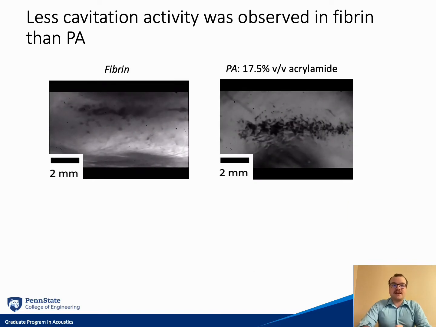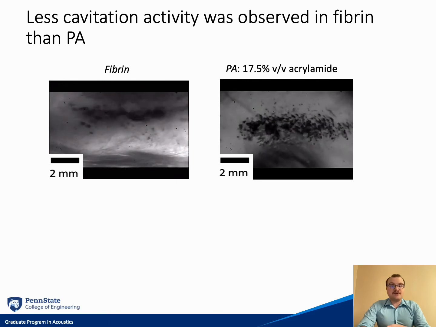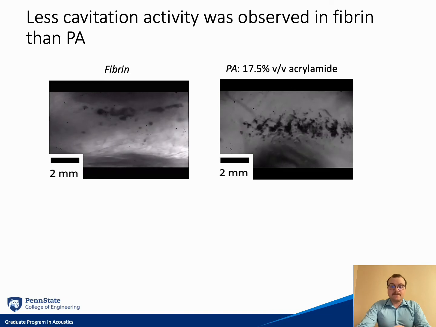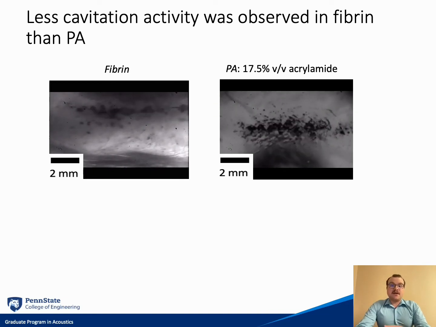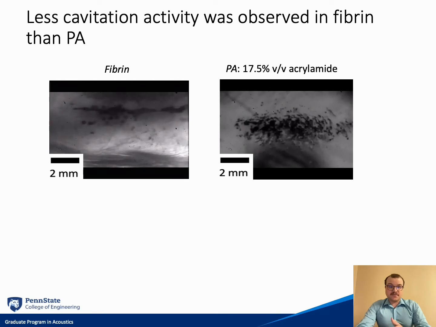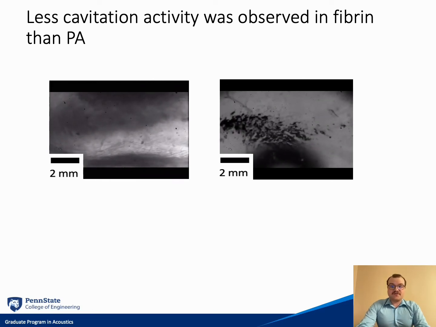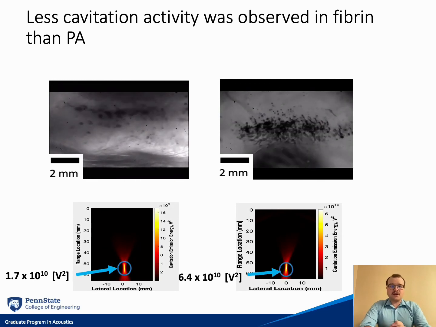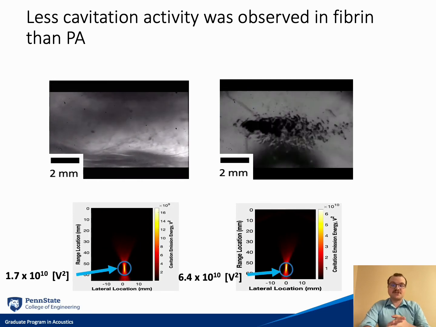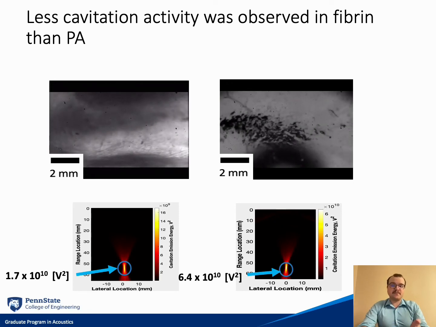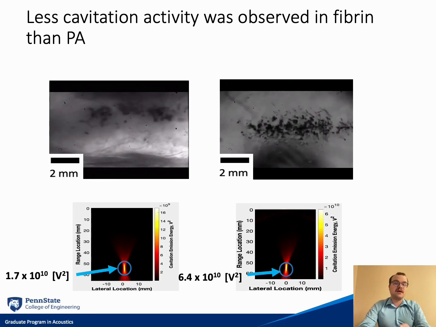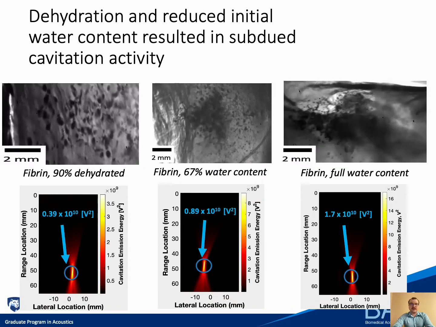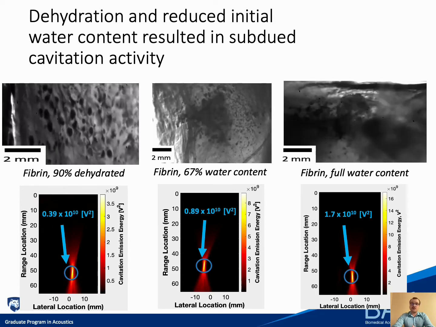The first observation we can gain from this study is that overall fibrin gels demonstrate less cavitation activity than polyacrylamide. Peak cavitation emission energy in fibrin gels on the left here, as opposed to polyacrylamide on the right, was found to be over 35% lower on average in the fibrin gel. Shown here are representative passive cavitation images for each gel with the corresponding peak focal energies that are significantly lower in fibrin.